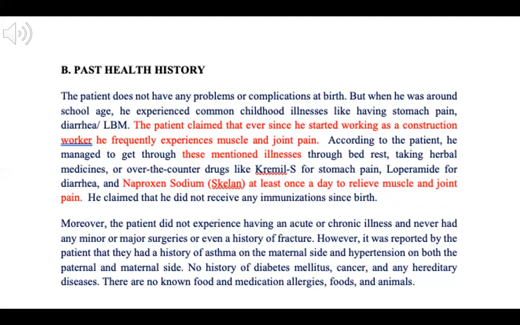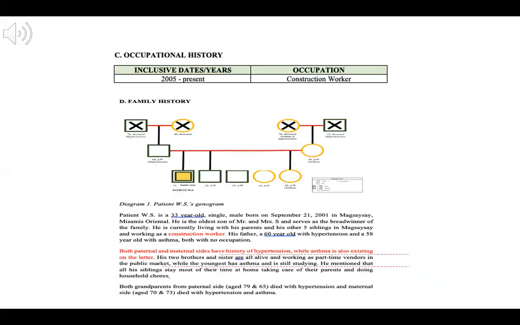The student then writes the past health history, which includes the previous illnesses or surgeries, if any, and health practices of the patient. So again, this is the past health history of the client in our developing case, which will be further discussed to you by Dr. Bailon in his recorded lecture. This is the occupational history of our client at Ed Puzzle, as well as his family history.